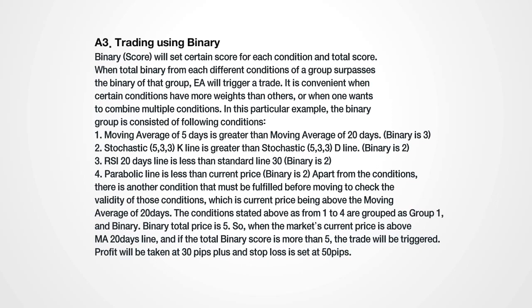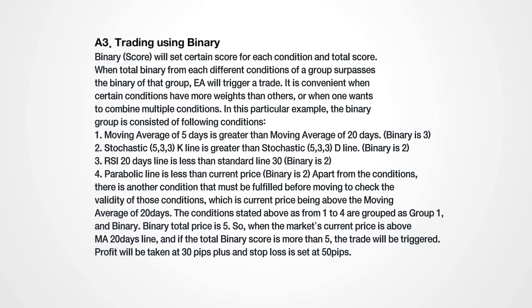First, the moving average of 5 days is greater than the moving average of 20 days. The score given will be 3. Second, the Stochastic K line is greater than the Stochastic D line. The binary score here is 2. Condition 3. The RSI 20 days line is less than the standard line, which is 30, and this has a binary score of 2 as well. Condition 4. The Parabolic line is less than the current price. The binary is also 2.